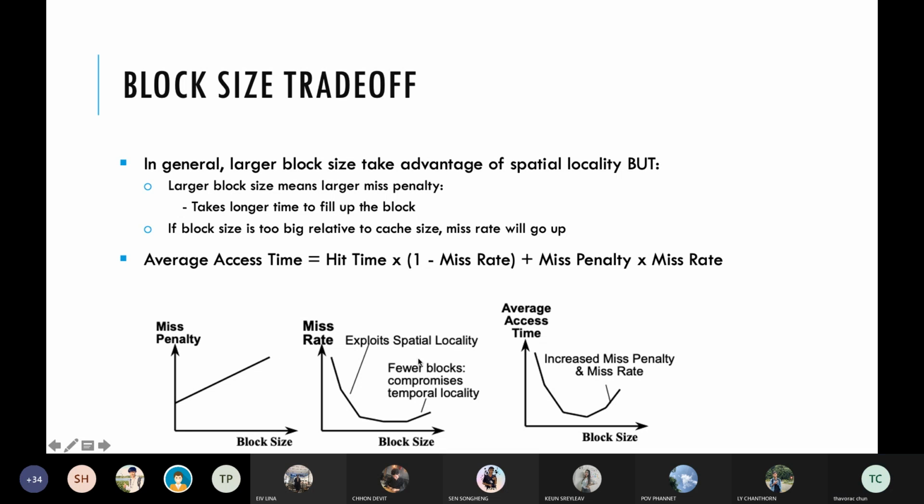And here, as the block size increases, you can explore more spatial locality. So it helps you bring in more of the block, but it compromises the temporal locality. So it needs to be balanced. If you make the block too big, you need to compromise on the temporal locality. Okay. Do you remember temporal locality? If it is accessed now, it tends to be accessed again in the future.